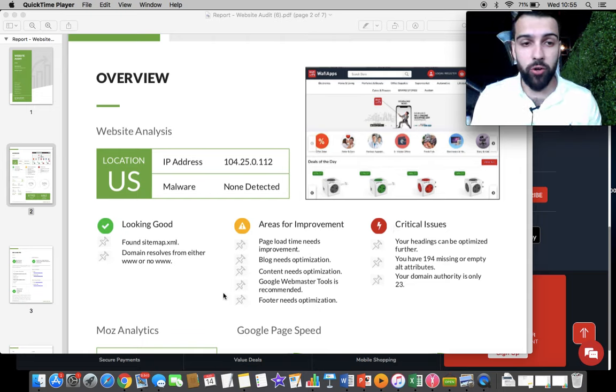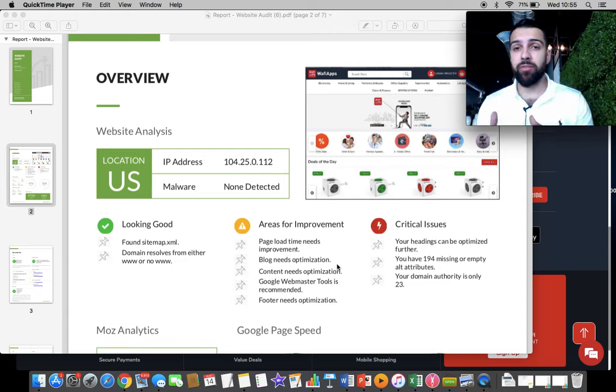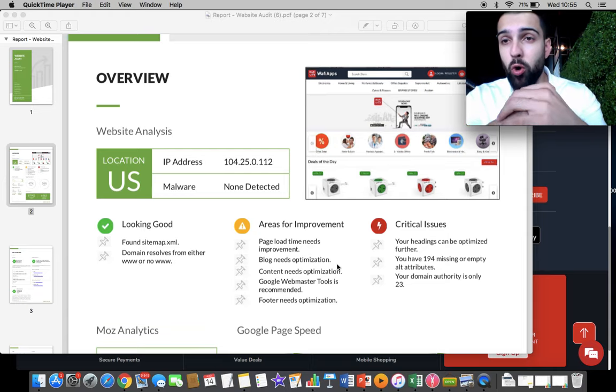So first of all, you've got your sitemap, which is totally fine, and your domain results as well. Now, some areas for improvement: your page load time has to be improved. One of the reasons being, as you probably know, when someone's going to the checkout page, if that loads up a bit slower than usual, usually more than 2.5, 3 seconds, the chances of that person bouncing from the website is quite high.